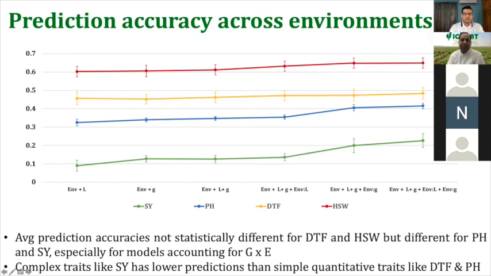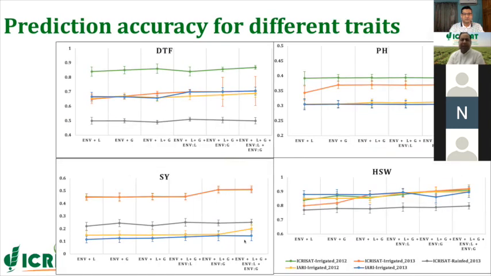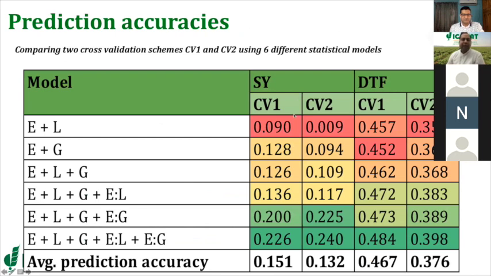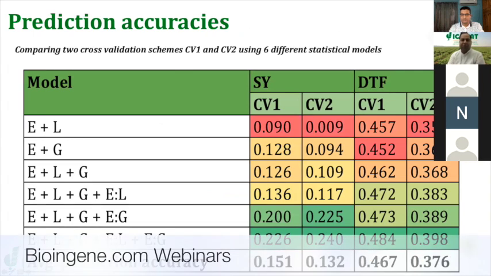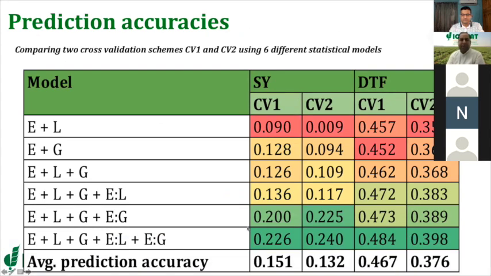Complex traits like seed yield have lower prediction accuracies compared to the two simple traits, flowering and plant height. And here, if you see the prediction for different traits, it showed optimism that yes, we can test those things. When we started to check, the models based on the interaction of E by L and E by G gave very optimum prediction accuracies, and we started to use these models for further testing of our genomic selection model.